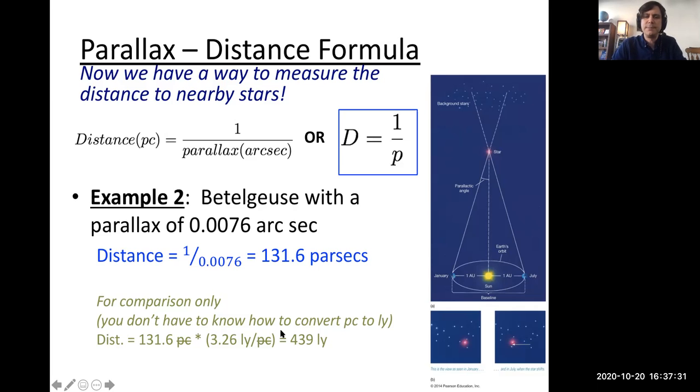And again, just because we're not very used to parsecs, it's a rather new unit, just to put this into something that is a little bit more intelligible, I went ahead and did this conversion for you, where I converted from parsecs to light years, things that you don't have to do for this class. But 131.6 parsecs, there's 3.26 light years per parsec. So parsecs cancel, 131.6 times 3.26, 440-ish light years away. So when you go outside and you look at Betelgeuse, the version of Betelgeuse you're seeing is the version that Betelgeuse was 439 years ago. So it's 439 light years away from the Earth.